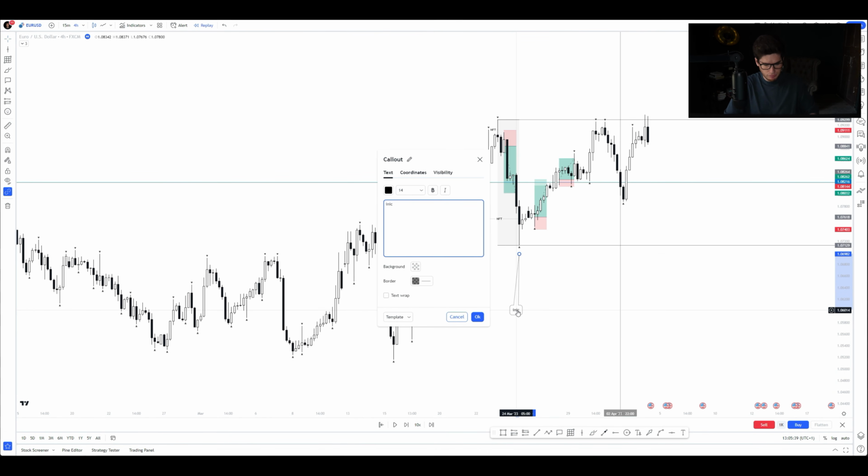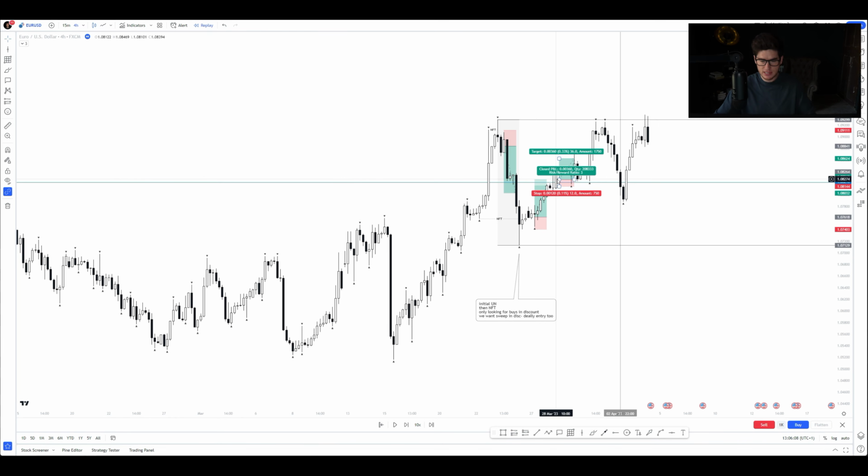initial, unconfirmed. Then we had NFT, only looking for buys in discount. We want sweep in discount, and you could say ideally entry 2. But when it's that close and you've got enough data to back that up, not every single one's gonna play out, but as long as over 50% of them play out, you're 3-1, so you're in profit.